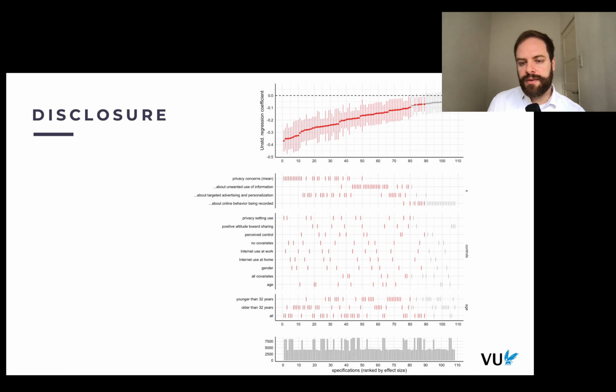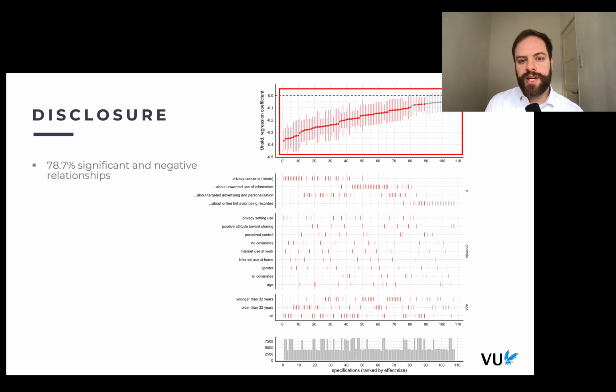Now let's look at that in a bit more detail. This is a visualization of the specification curve analysis for the first analysis. Here we can see 78.7% resulted in a significant and negative relationship, thus overall disconfirming the privacy paradox. But there's quite a large variance in the effect sizes.